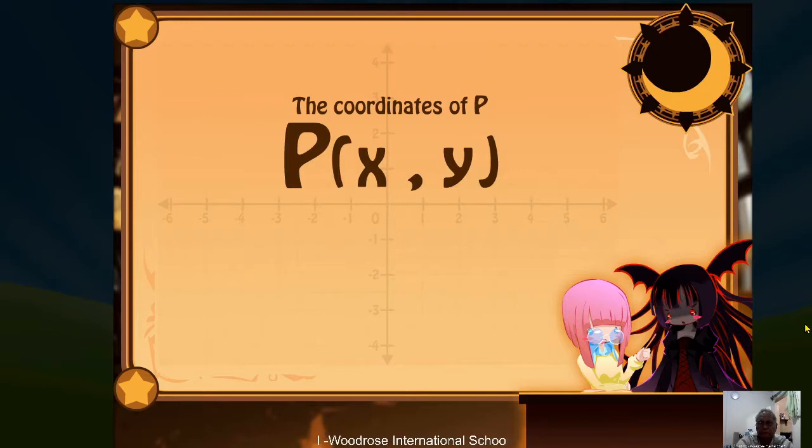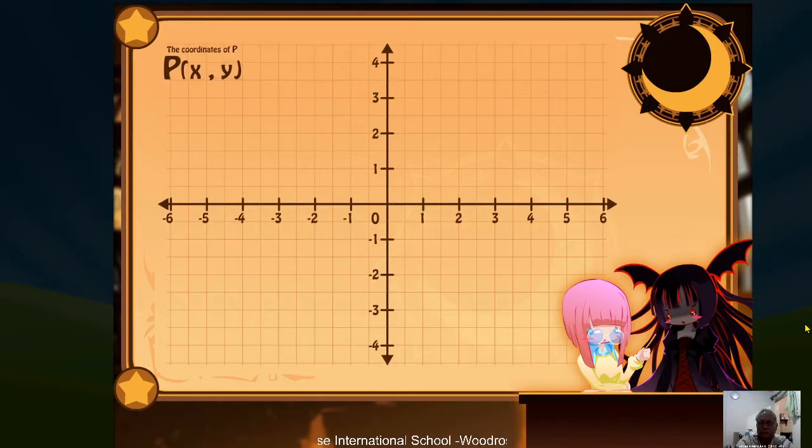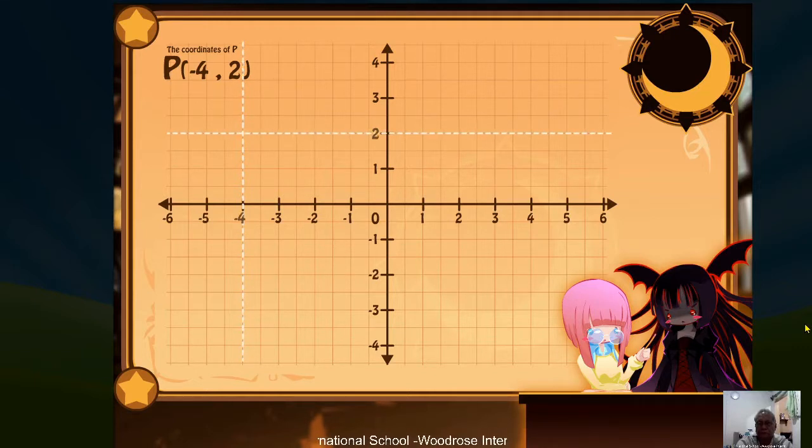Okay, so how do we determine the position of the point on the plane? To locate the point P corresponding to a given ordered pair of real numbers, say, for example, (-4, 2), we draw through -4 on the x-axis a line parallel to the y-axis. Then, through 2 on the y-axis, we draw a line parallel to the x-axis. The intersection of these two lines determines the location of the point (-4, 2).